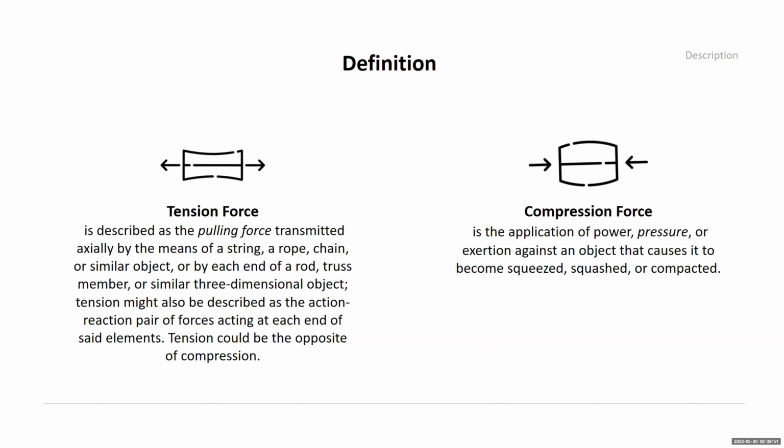Tensegrity uses 2 forces, the tension and compression. The tension is described as the pulling force transmitted by means of a string, rope, chain, or similar objects. And compression is the application of power, pressure, or exertion against an object that causes it to become squeezed, squashed, or compacted.